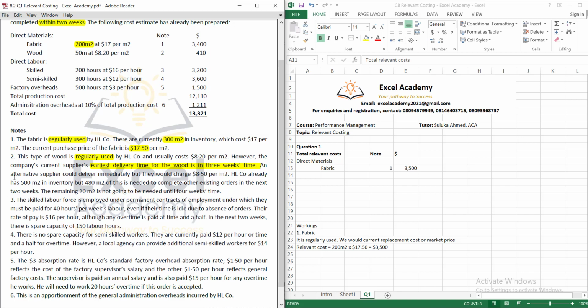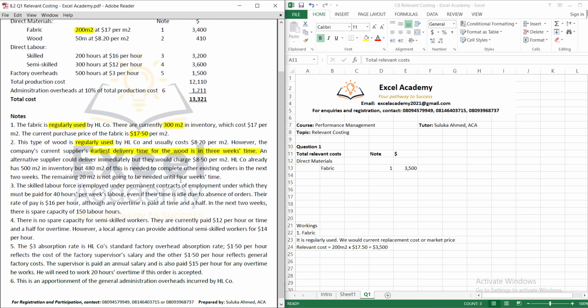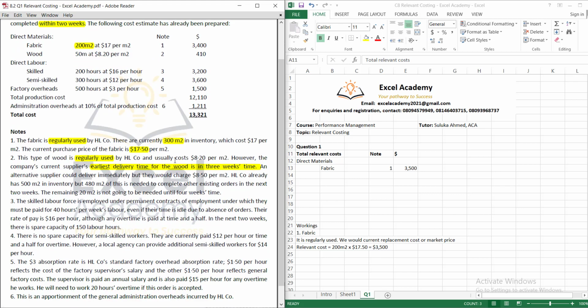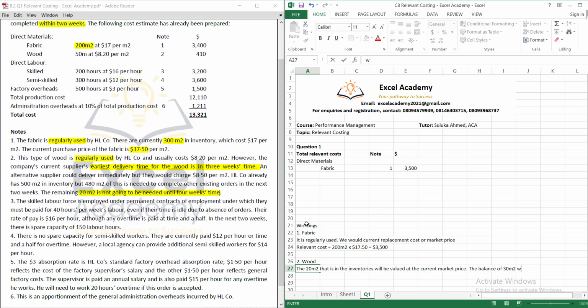HL Co. already has 500 M2 in inventory, but 480 of this is needed to complete existing orders in the next 2 weeks. The remaining 20 M2 is not going to be needed until 4 weeks' time. We need to complete this order in 2 weeks. We need to determine the price at which we would value the 50 M2 that is needed. So in this scenario, this 20 M2 in the inventories will be valued at the current market price. The balance of 30 M2 will be purchased from the alternative supplier.